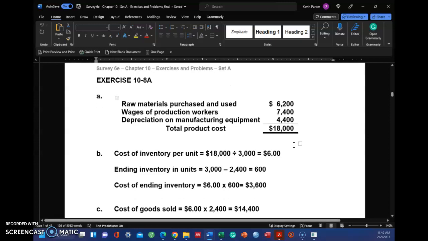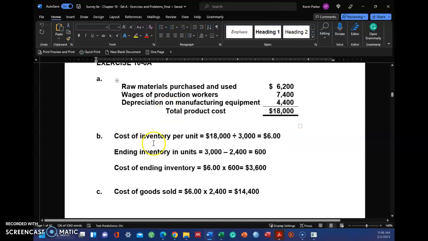Well, there's some things we need to do. It said to calculate cost of inventory per unit. They made 3,000 units. So we'll take the $18,000 and divide it by the number of units made, and we'll get $6 per unit. Ending inventory in units. This is a great way of doing it. There was no beginning.